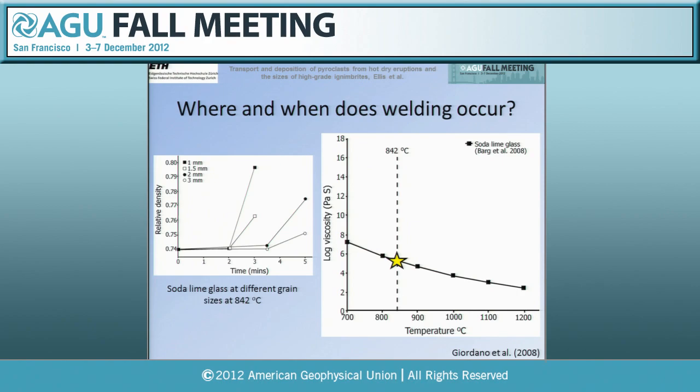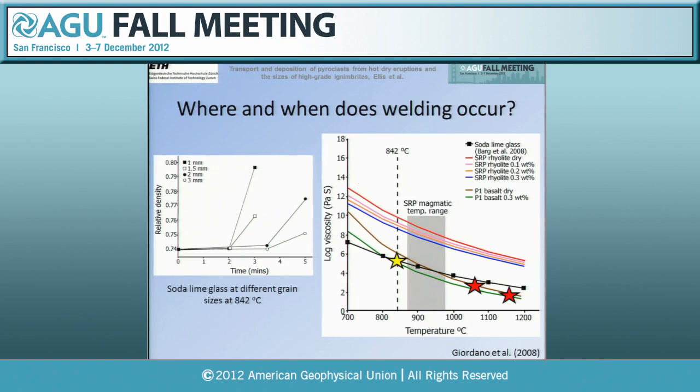If we use the Giordano et al. model to convert this into a viscosity of this soda-lime glass, then this star represents the viscosity at the temperature of their experiments, and this star represents 2 minutes. At this viscosity of glass, we need at least 2 minutes to stick the particles together. If we now put on Freund's data, the basalt is obviously significantly hotter, and you can see much lower viscosity. We don't have any information on timescales here, but I'm willing to believe that this fits well with what he saw in the field.